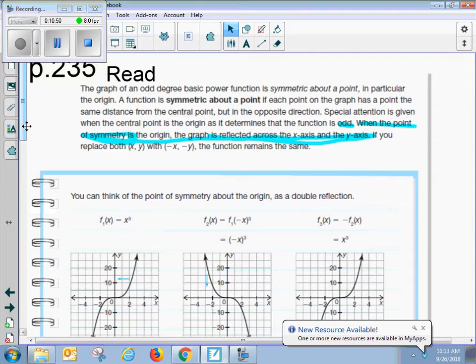The graph of an odd degree basic power function is symmetric about a point, in particular the origin.